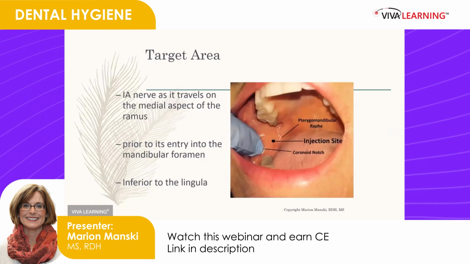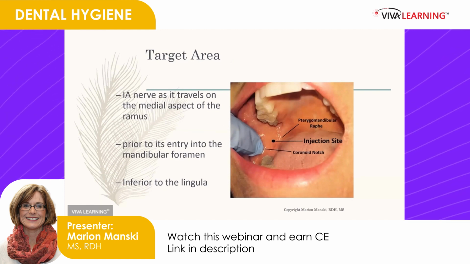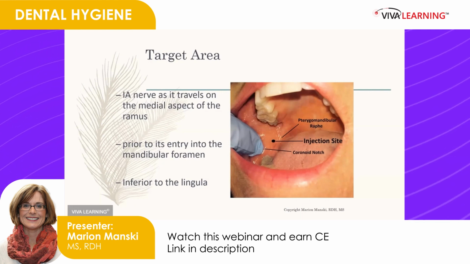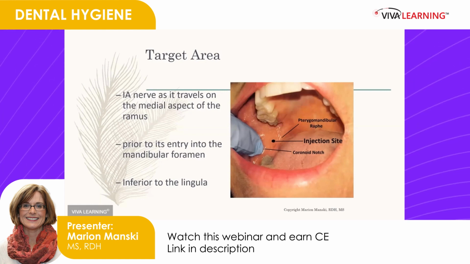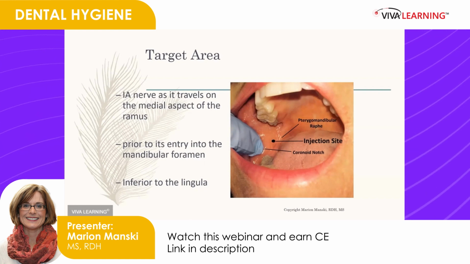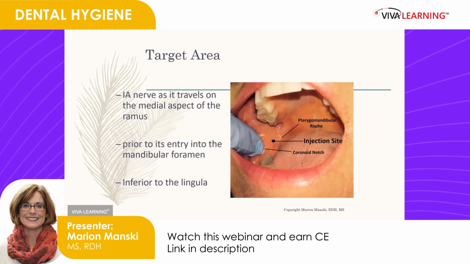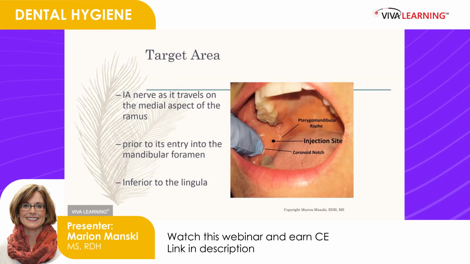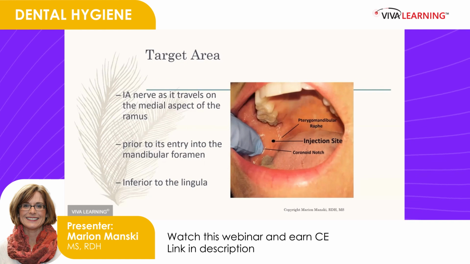It's very important to know the landmarks of this injection. You can't just sort of point and shoot this one. You really have to think about what am I aiming for? Where am I going? Where are my landmarks? So, that thumb or finger of the dominant hand will go on the coronary notch, having the patient open really wide, feeling that coronary notch, which is the deepest part of the ramus. And basically, where does it sit? It sits on the medial aspect of the ramus prior to its entry into the mandibular foramen, inferior to the lingula. So my dominant hand feels for the coronary notch.